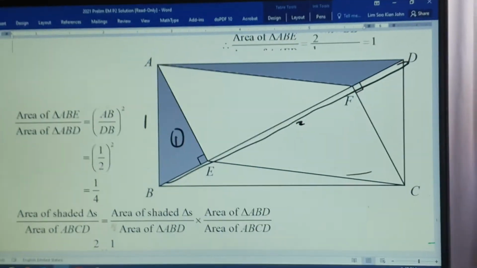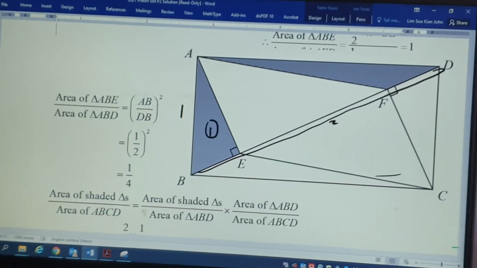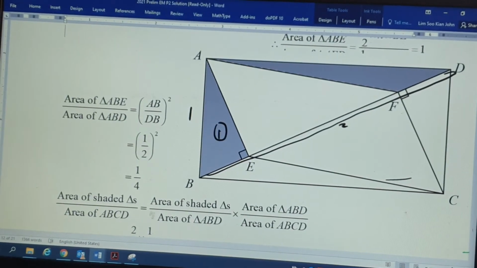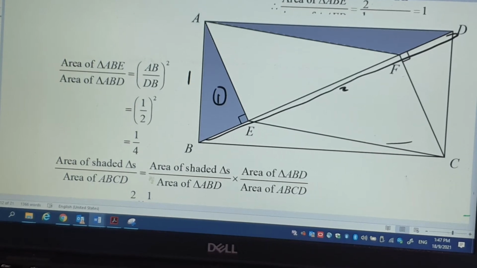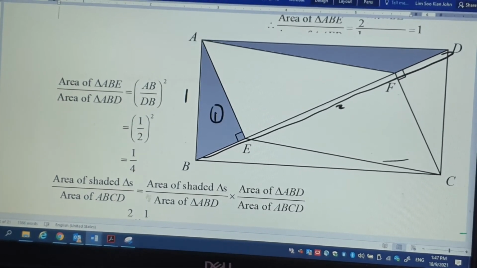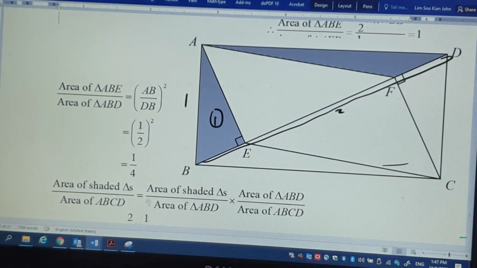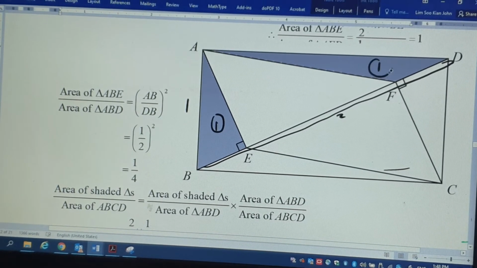So what does this mean? Does it mean anything to you? If it doesn't mean anything to you, then you cannot do it already. So it does mean something. It means that this fella has the same area as this fella. Okay? You got it? So this fella has the same area as this fella, and this fella has the same area as this fella. And doesn't it mean that this fella also has the same area as this fella? Correct or not? Okay, correct.